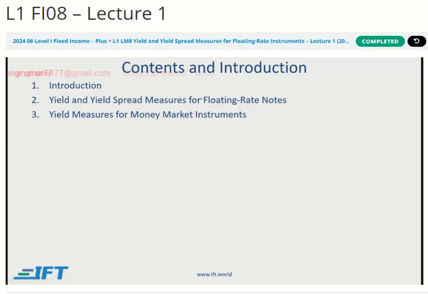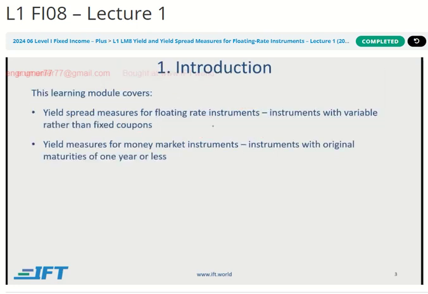Now, even though the topic says floating rate instruments, we're also going to be covering money market instruments over here. And they are both different, right? So what are floating rate instruments? These are instruments with variable rather than fixed coupons, whereas your money market instruments are the ones with maturities of 1 year or less.